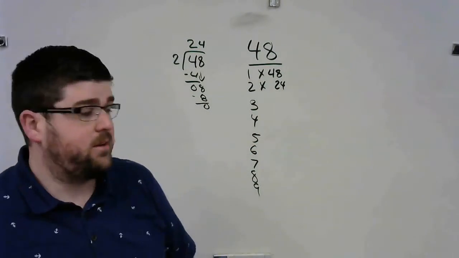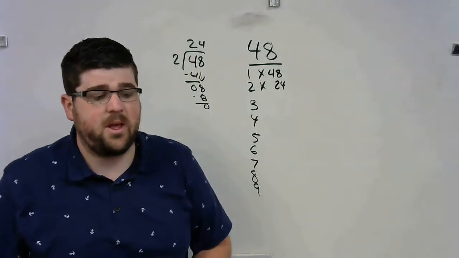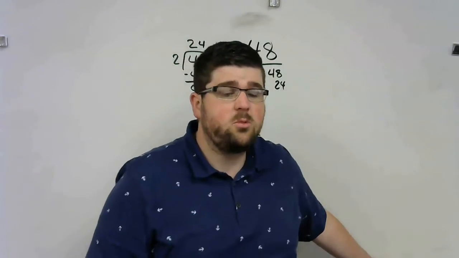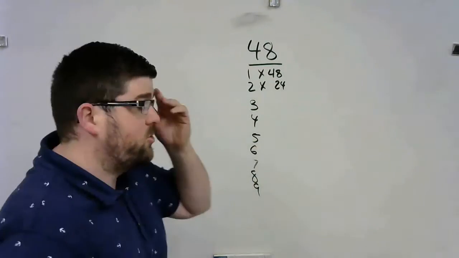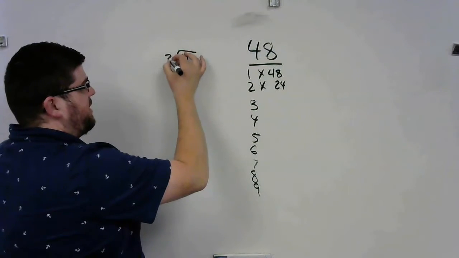What about 3? Can 3 go into 48? Well, 3 into 48 isn't a basic fact. The highest we go with 3s on our basic facts is 36. So if it's above whatever multiple times 12, then it's not a basic fact and you're going to have to divide it out to make sure. So here I would do 48 divided by 3.